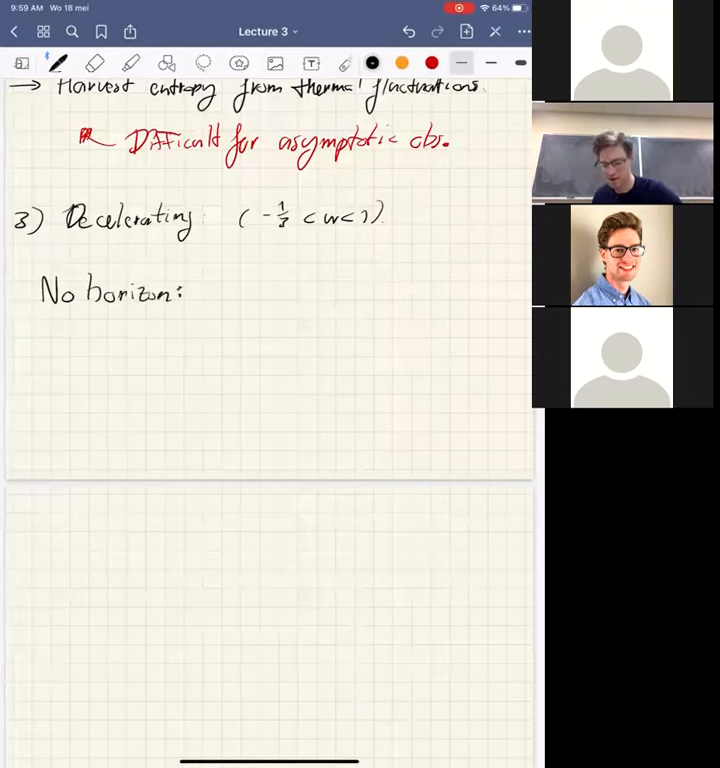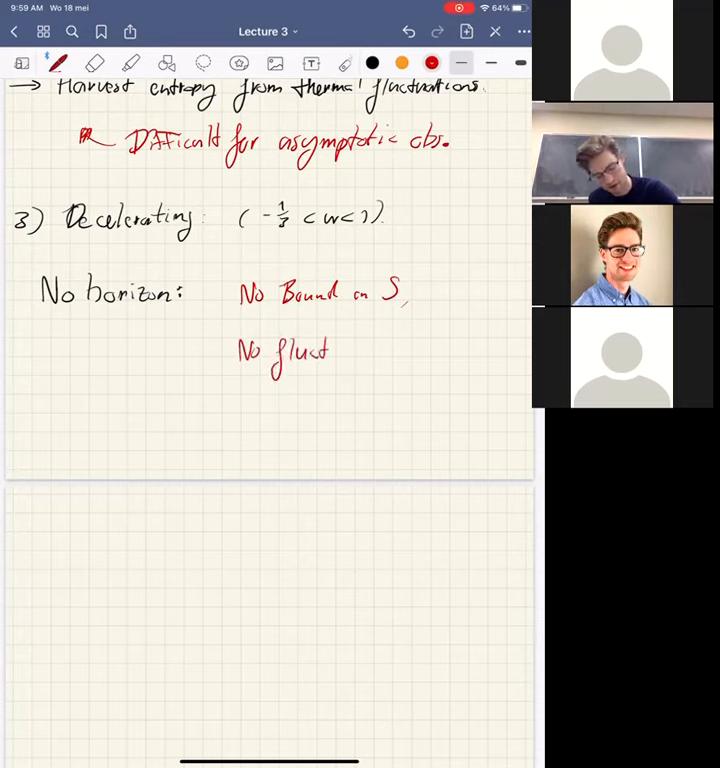So in particular, what that means is there's no bound on the entropy, no bound on S. There are no fluctuations that can destroy you. And also, we're not constrained in building a complicated measurement apparatus, because there's no horizon. We basically have the entire universe at our disposal to build a complex measurement apparatus. So if you want to have a nice definition of asymptotic observables, this seems like a good situation.